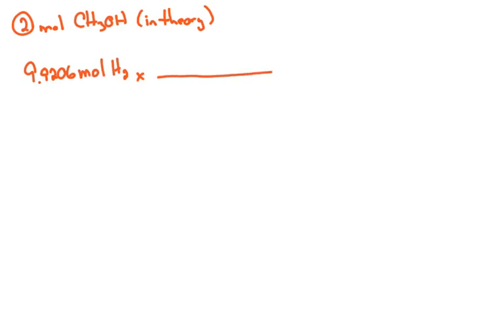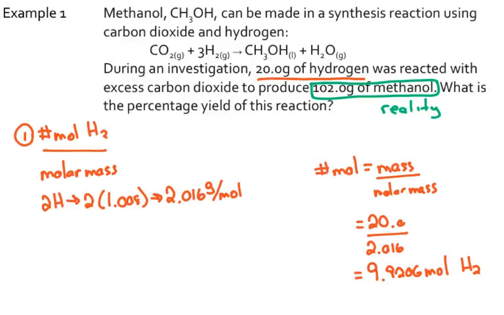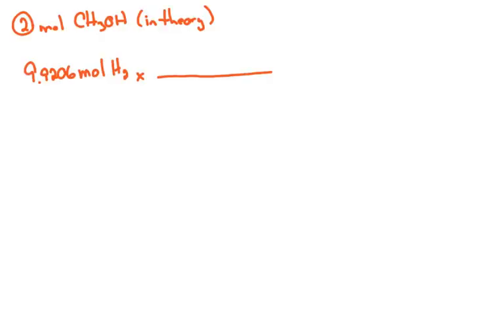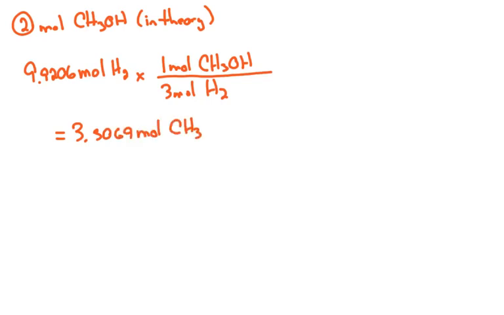We are going to multiply that by our mole ratios from the chemical equation. I'll just pull that back. For methanol, we have 1 mole of methanol, and we have 3 moles of H2. So we'll multiply by 1 mole methanol over 3 moles of hydrogen gas. Working that out, and again, I'll take extra sig figs, we get 3.3069 moles, which is now how many moles of methanol we should have made in theory.